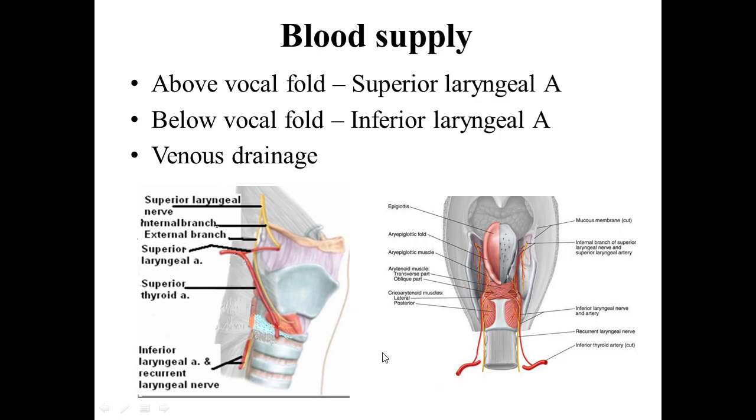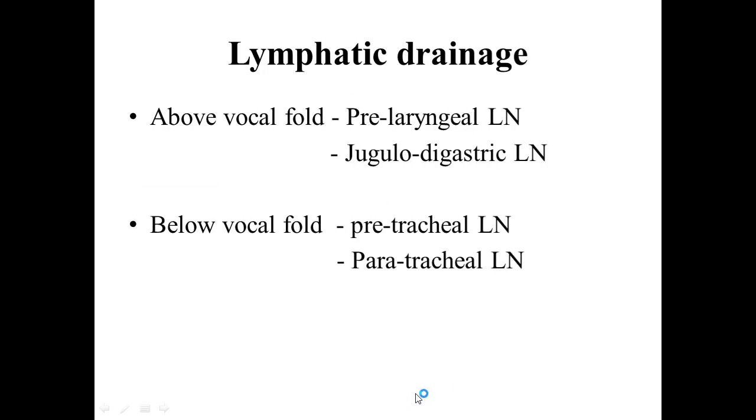Then the venous drainage, the veins accompany the arteries. The superior laryngeal vein drains into the superior thyroid vein, while the inferior laryngeal vein drains into the inferior thyroid vein. Lymphatic drainage, above the level of the vocal fold, the lymphatics drain into pretracheal and jugulodigastric lymph nodes. Below the level of the vocal folds, the lymphatics drain into pretracheal and paratracheal lymph nodes.